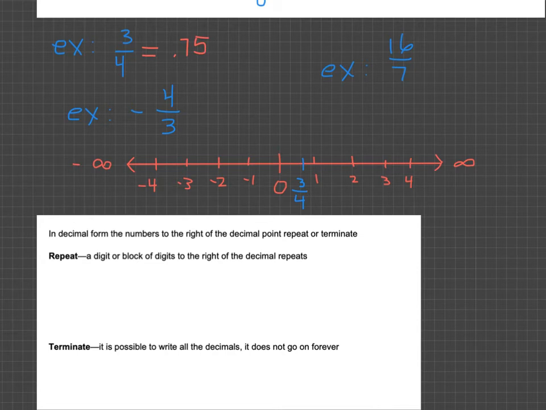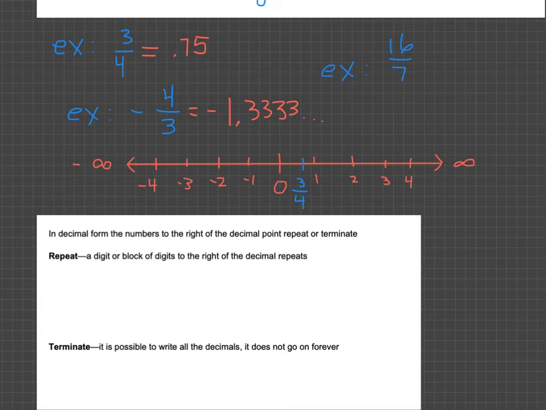And what about -4/3? So if we plug in -4 divided by 3, we get -1 point, and then we get 3's, and it just keeps on being a 3. Okay, the first one, 3/4, where it's just 0.75, we call that an example of a rational number that terminates, because we can write down all the decimal places.